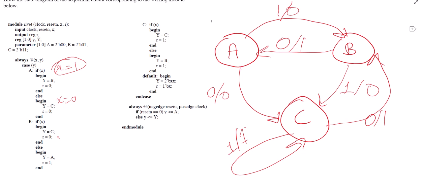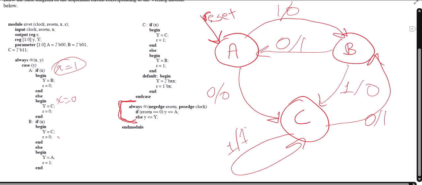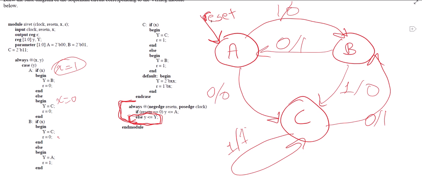Okay, then this always block tells us where our reset is. So if reset_n equals 0, then y is A. So this would be our reset. Else, and this is the line you're always going to have, this line advances to the next state. So at the positive edge of the clock, it looks at everything that was done up in the always block, and then it advances to the next state.